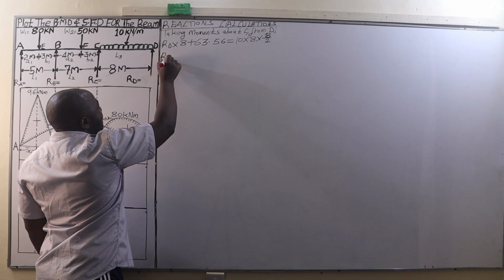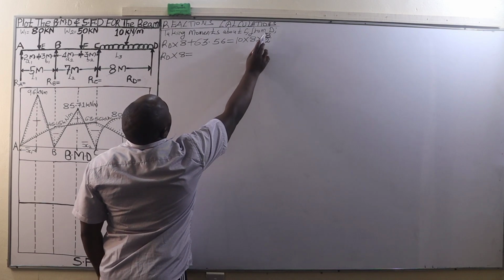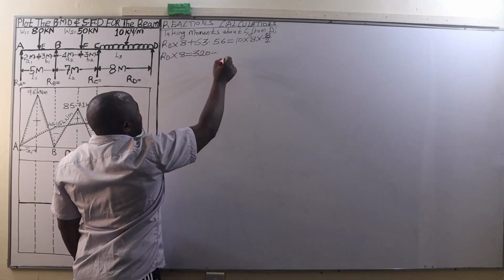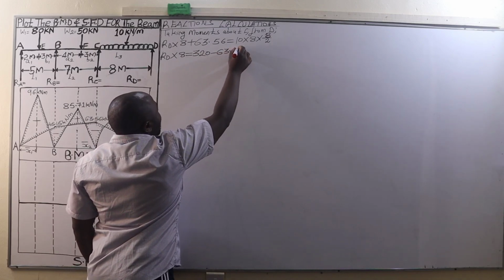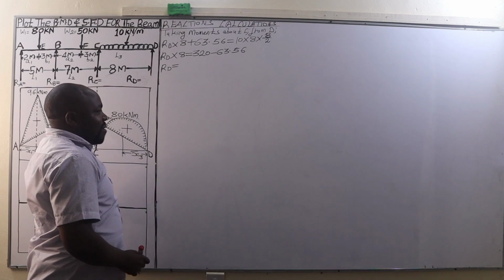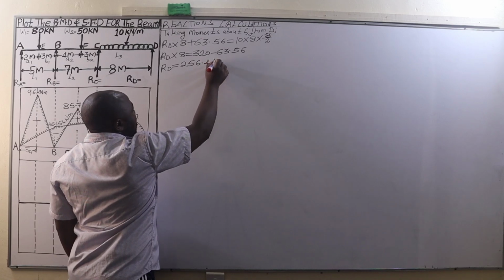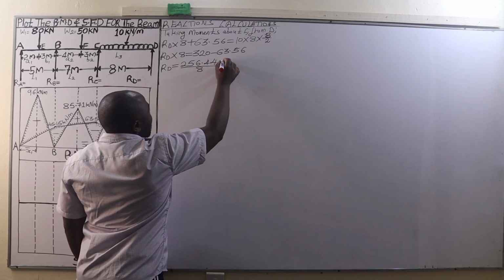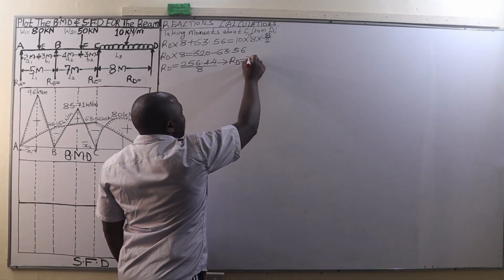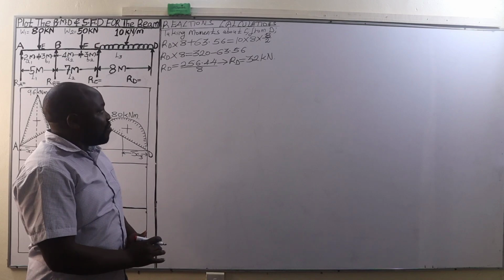And this is going to be RD times 8 being equal to 320. So 320 minus 63.56, taking it to the other side of the equal sign. And this is going to be RD times 8 equals 256.44. We divide by 8. And when we do so, we are going to get a reaction at D of 32 kilonewtons. Reaction at D, 32 kilonewtons.